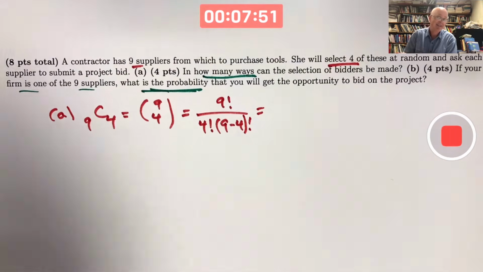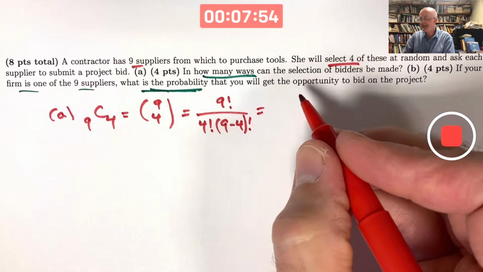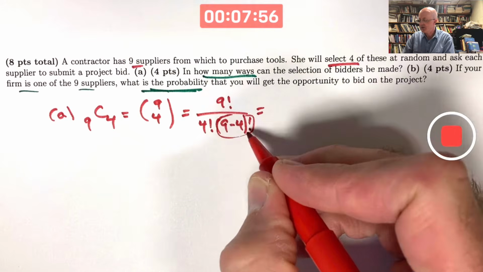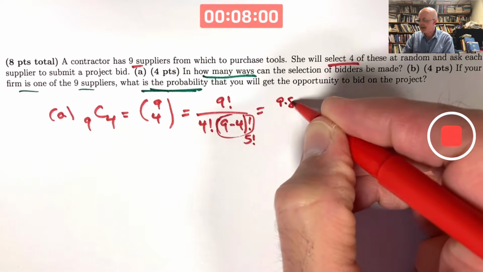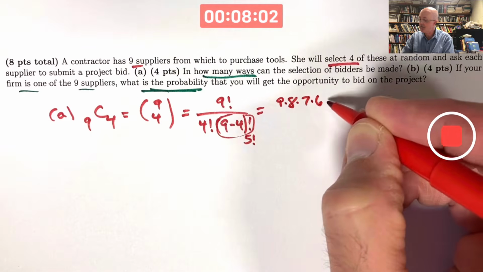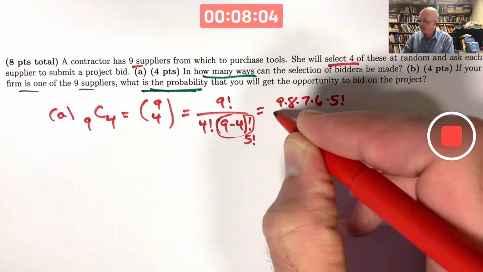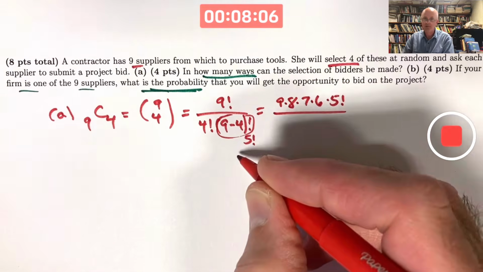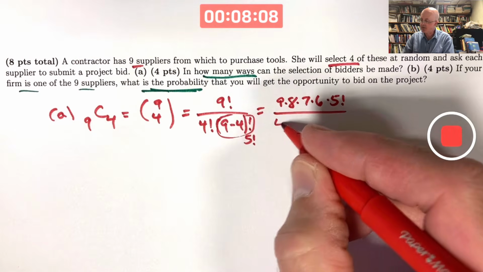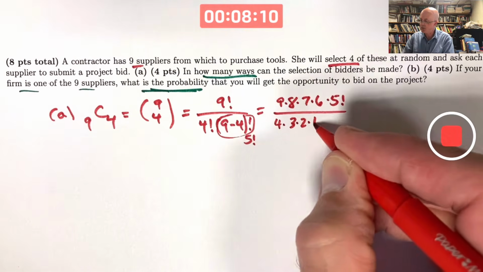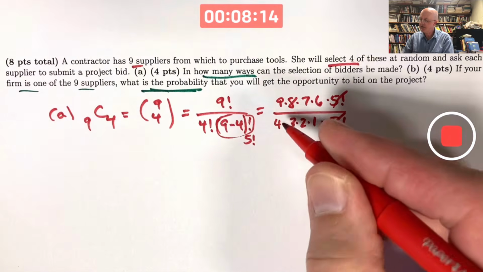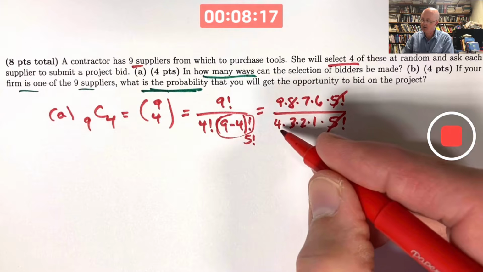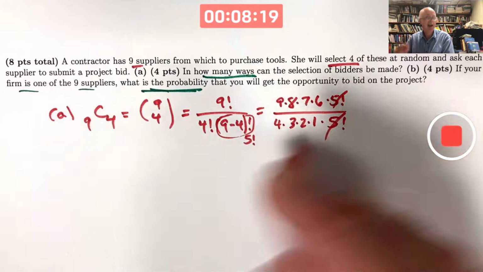although I might ask them to show all the details, and it is kind of fun, actually, to show all the details. For example, 9 factorial is 9 times 8 times 7 times 6 times 5 factorial. That can cancel with the 5 factorial there. What is 4 factorial? It's 4 times 3 times 2 times 1. These are going to divide out, leaving me with 9 times 8 times 7 times 6, all divided by 4 times 3 times 2 times 1. Have a little fun with it.